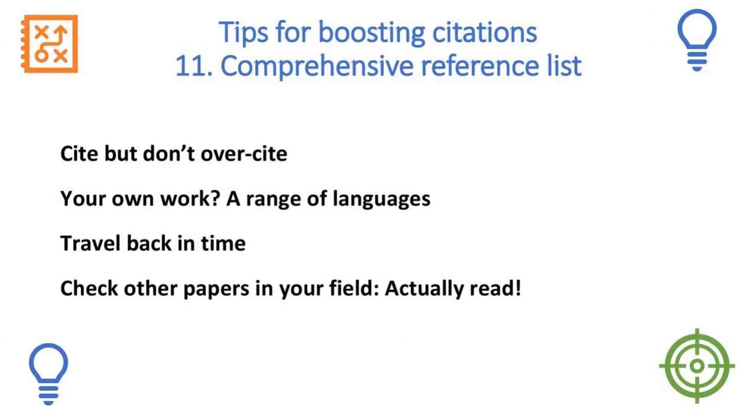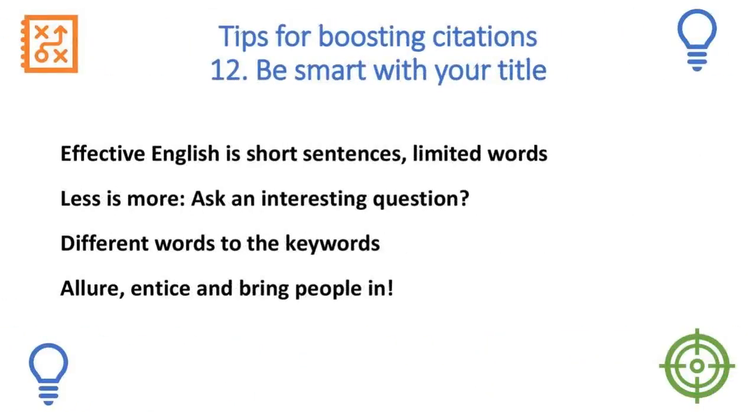Tip number 11, make sure you have a comprehensive reference list. Cite, but don't oversight. Cite your own work, as we've discussed. Cite across a range of languages if there are works published in other languages in your subject area. Travel back in time, cite papers that come from earlier in your field, and actually read papers. You'd be surprised how many authors citing work in their papers haven't actually read those papers, and so mistakes are introduced into the literature. We've talked about titles.